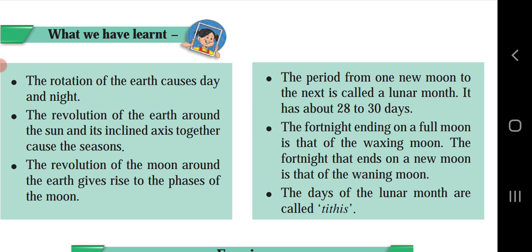What we learned in this chapter: the rotation of the earth causes day and night. The revolution of the earth around the sun and its inclined axis together cause the seasons. The revolution of the moon around the earth gives rise to the phases of the moon. The period from one new moon to the next is called a lunar month. It has about 28 to 30 days. The fortnight ending on a full moon is that of the waxing moon. The fortnight that ends on a new moon is that of the waning moon. The days of the lunar month are called Tithis. So in this way we have completed today's chapter.